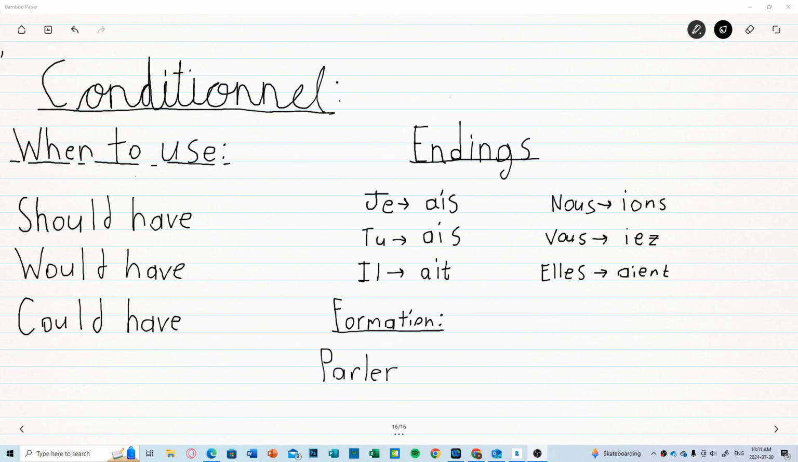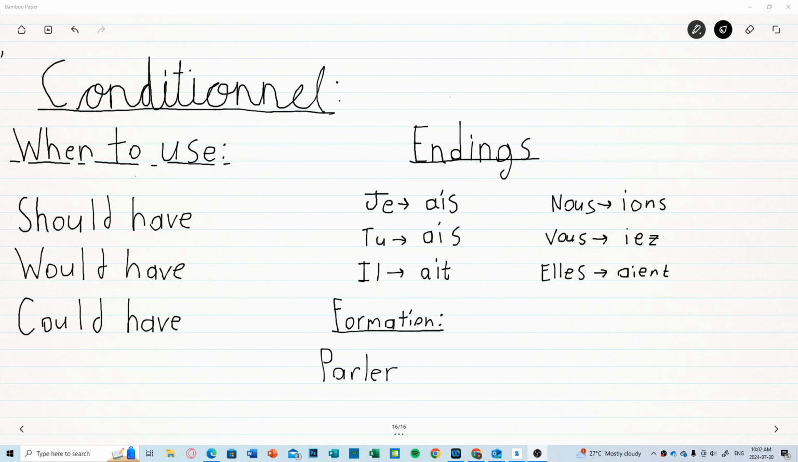So conditional tense is a little bit different than imparfait, passé composé, or present, because it's not on a timeline. You can't put this on a specific place in time. It's not the future, it's not the past, it's kind of anywhere, because it's something when you would say in English, should've, would've, could've, that's when you would use it.